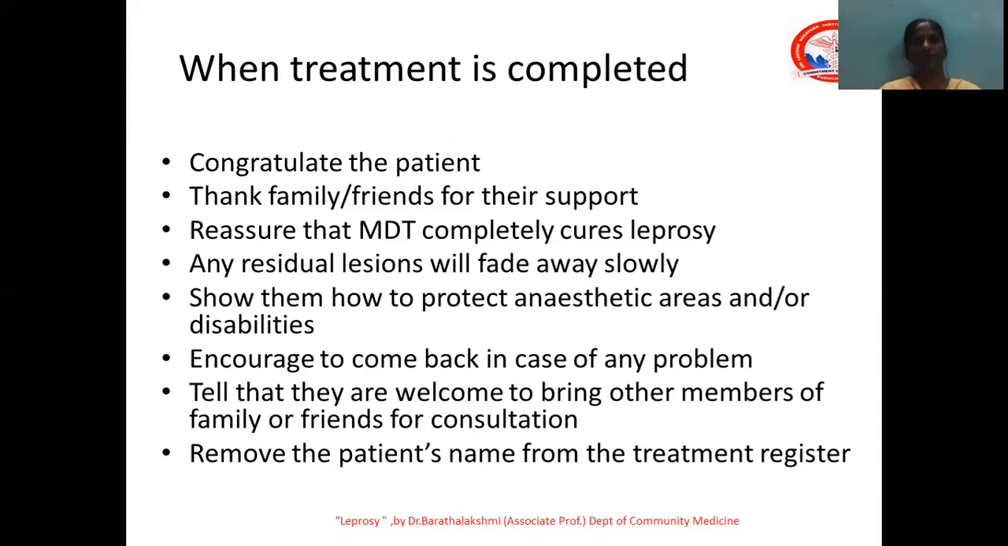So that's all about leprosy. There is much more to learn about this. I've given a spark. It is your interest. You will evolve about the disease and read much more about this in depth.